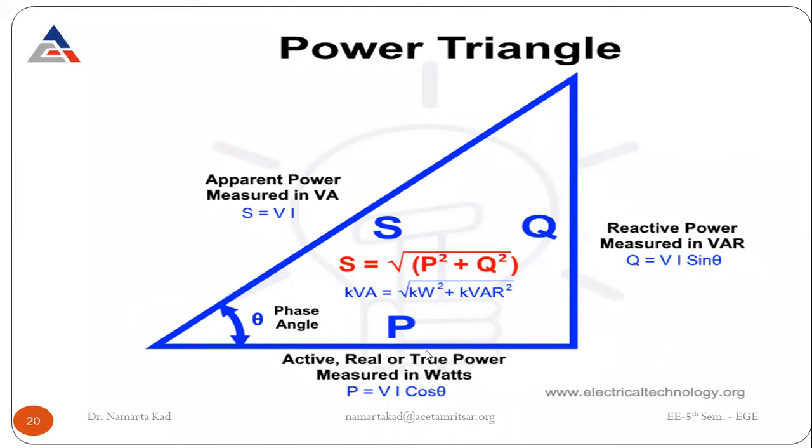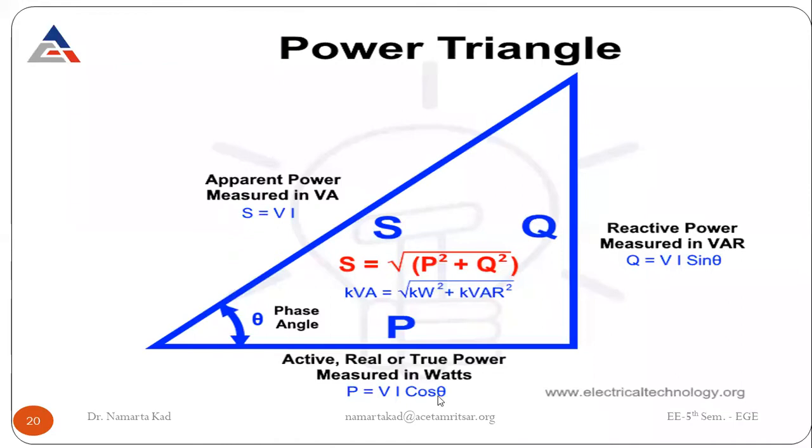For the active power, the symbol is P and the formula is VI cos theta, because theta is the angle here between the hypotenuse and the base. Okay, it is VI cos theta. For the reactive power, the symbol is Q and the formula is VI sine theta. And for the apparent power, the symbol is S and the formula is simply V into I.